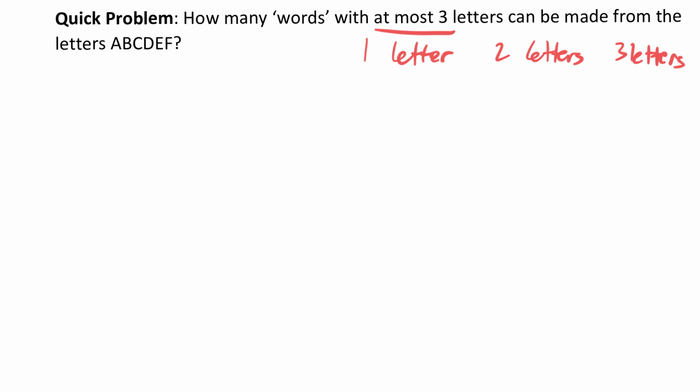But 3 is at most 3. 2 is at most 3. 1 is at most 3. It's like if somebody said you could have at most 3 cookies for dessert. Well, you could have 1 cookie or 2 cookies or 3 cookies. So these are our 3 options: 1 letter or 2 letters or 3 letters. These are our 3 cases. We didn't use the word "or," we used the word "at most," but baked into the statement "at most 3 letters" is the idea that you could have 1 or 2 or 3. All right, go ahead and pause the video now and see if you can come up with the answer.